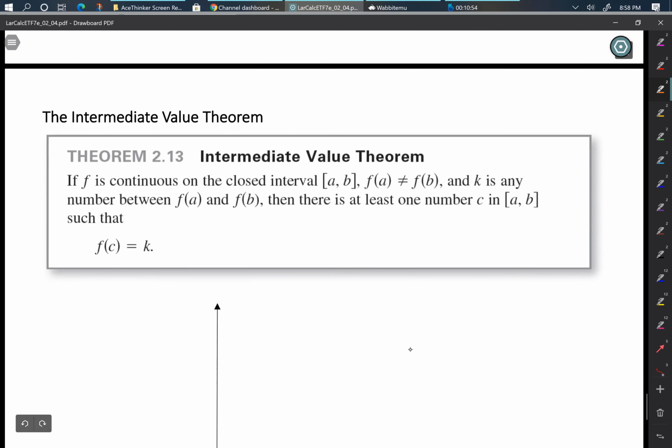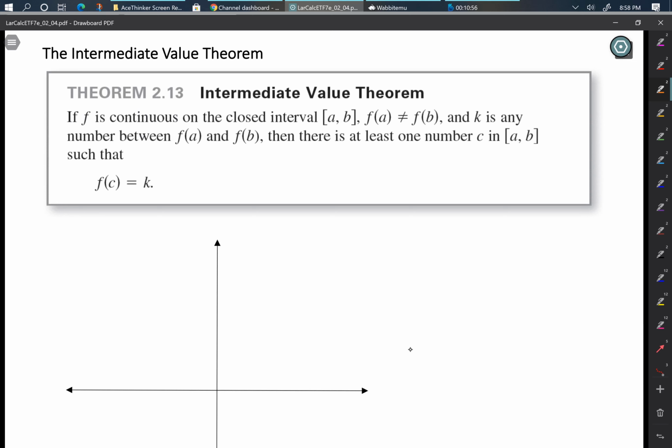The last thing that they toss at the end of the section is something called the intermediate value theorem. It's in this section because the definition requires that we understand continuity. And so let's take a look at the intermediate value theorem.